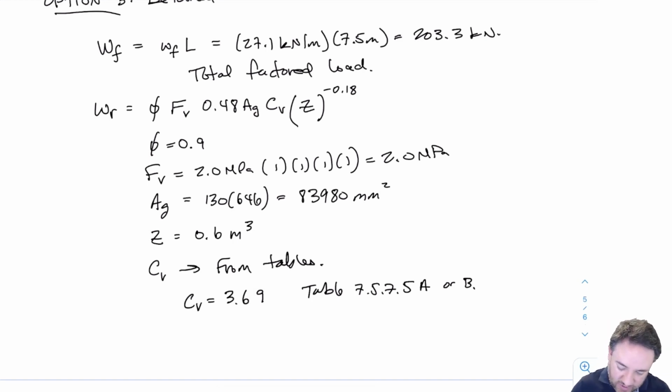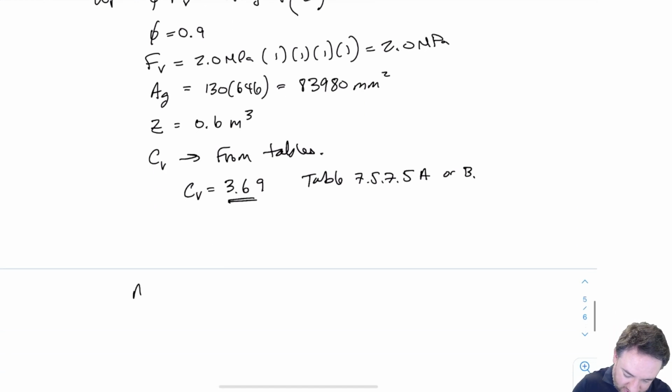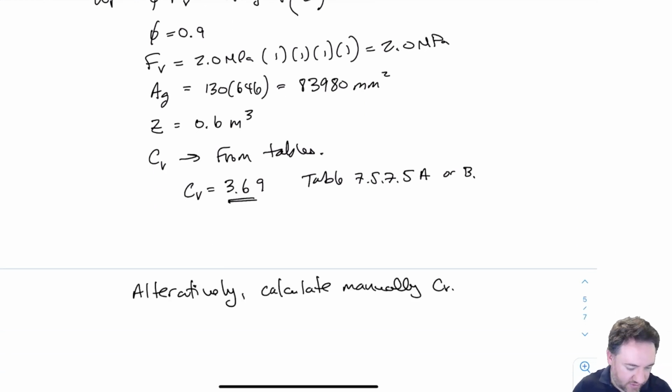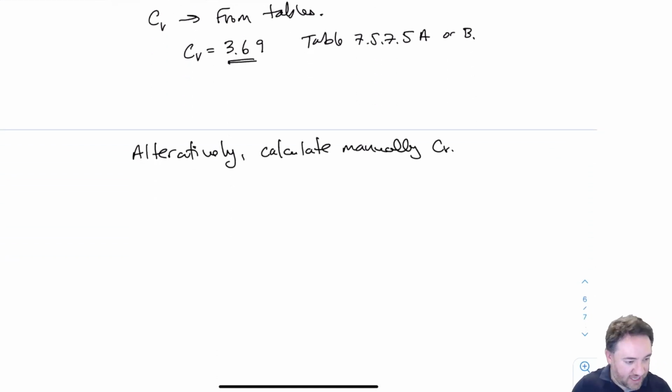Let's also look at doing it the other way when we had to do the calculation. Okay, so alternatively, calculate manually. So we're going to calculate CV manually. So you'll remember that what we have to do is for each segment, we have to break it up into segments. And then we have to find the VA, the VB, and the VC, which are the beginning, end, and middle of the segment respectively. And then we have to calculate our G for each segment, and then we have to add them up.